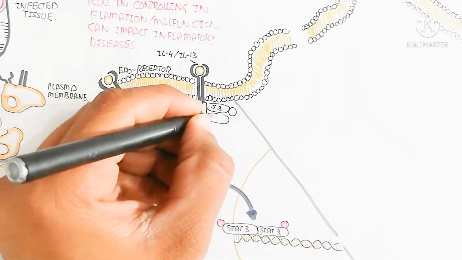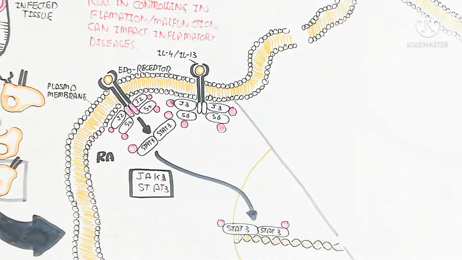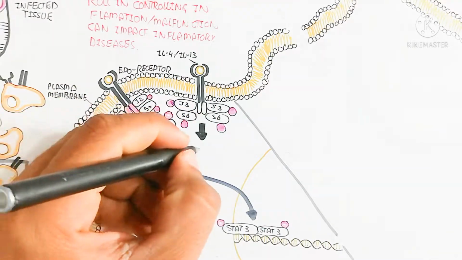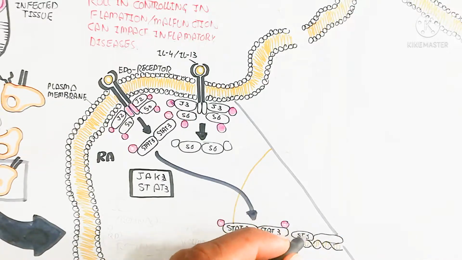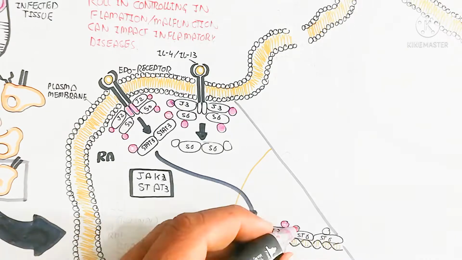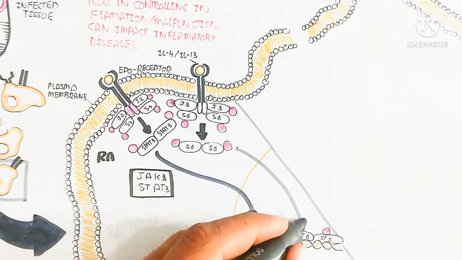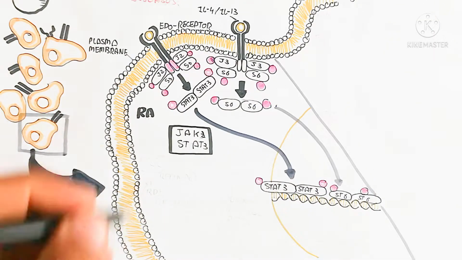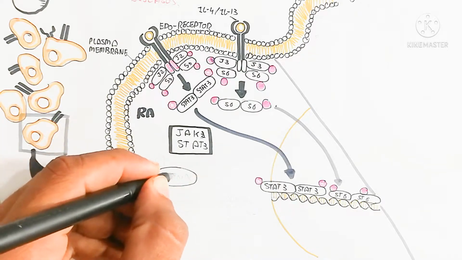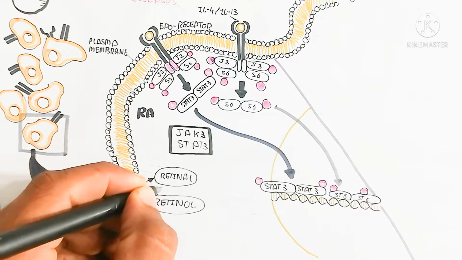the genes are transcribed for proliferation, as well as to produce cytokines. These STAT3 and STAT6 produce cytokines which will recruit other lymphocytes for combating the pathogen, including neutrophil recruitment, CD8 and CD4 recruitment, and B cells. So this is the JAK3 and STAT3 pathway.